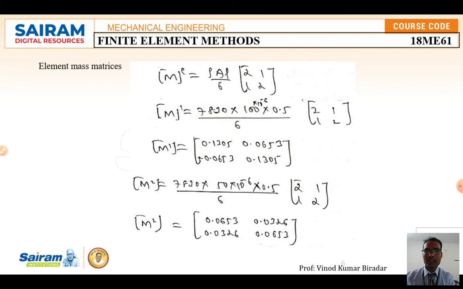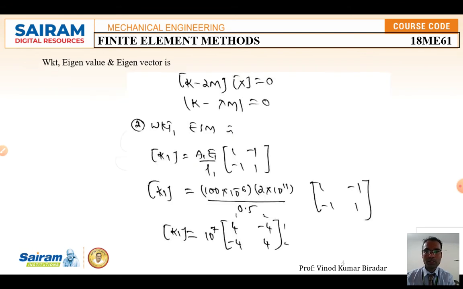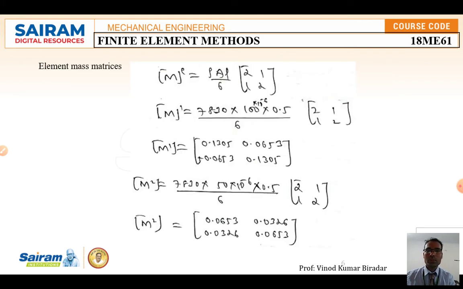Once you calculate the global stiffness matrix, in the formula we again have the mass matrices, that is, the elemental mass matrix. Now you have calculated the K value, so now calculate the M value. How to calculate this M value? For the elemental mass matrix we have the formula, which we already derived in the derivation: the elemental mass matrix is equal to density times area times length divided by 6, times the matrix [2, 1; 1, 2].